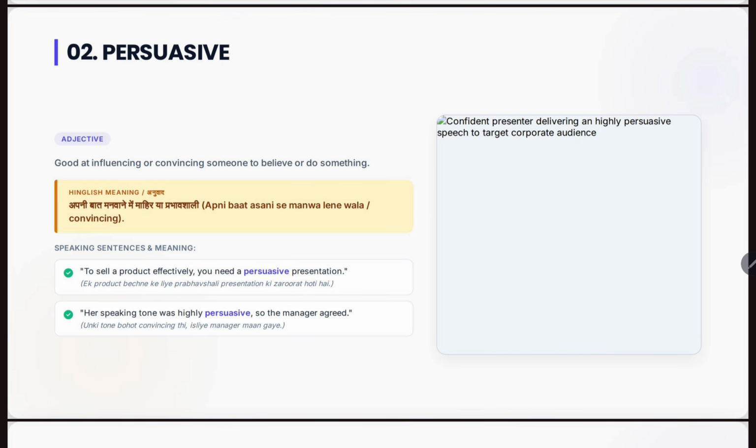The second word is persuasive. Persuasive, what does it mean? It means good at influencing or convincing someone to believe or do something. Have you understood or not? To sell a product effectively you need a persuasive presentation.